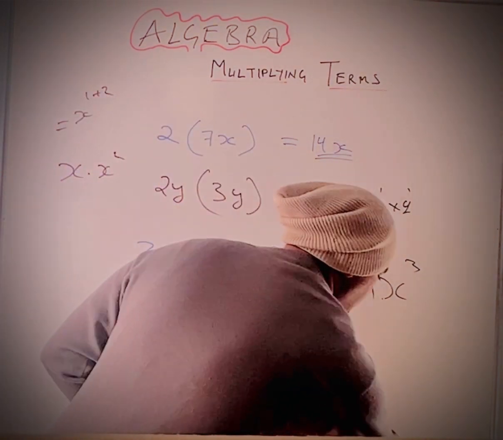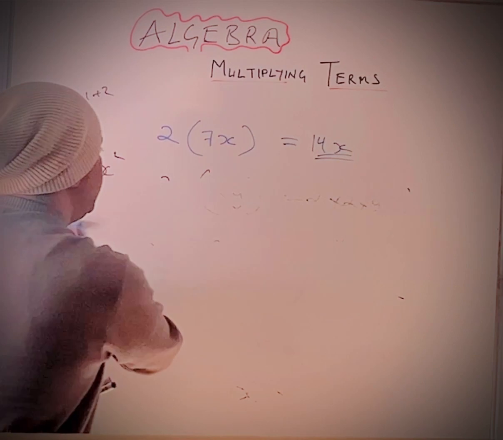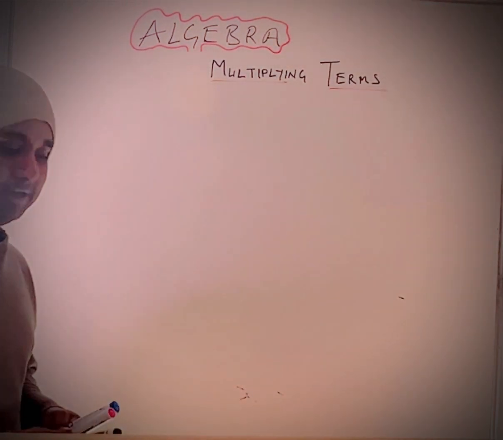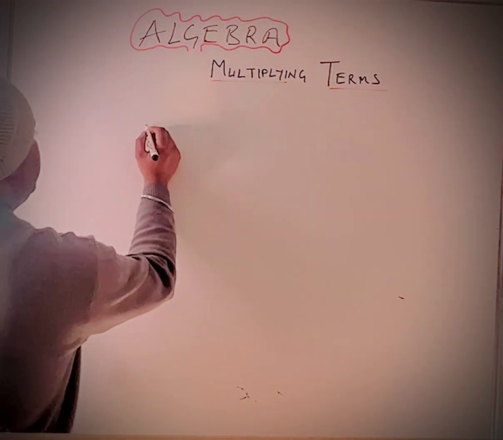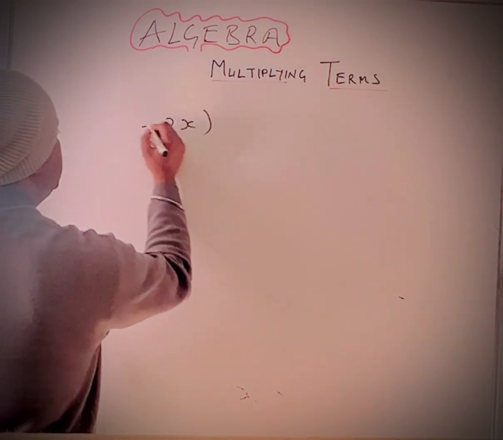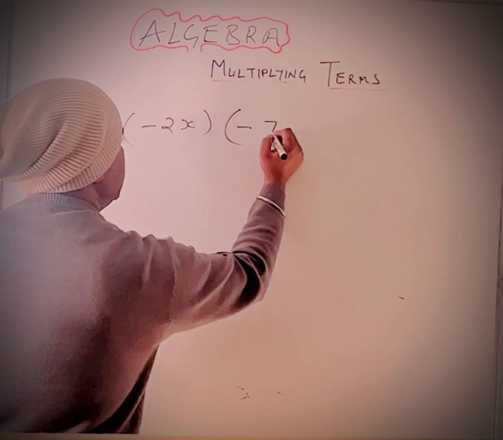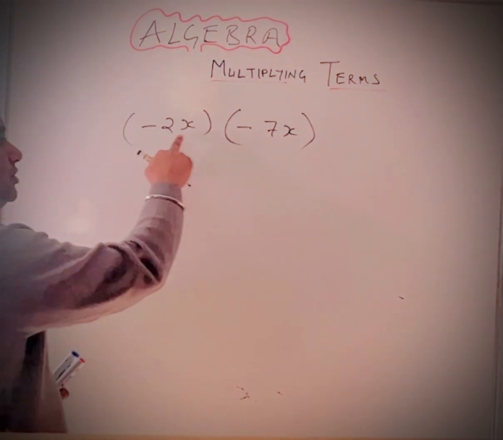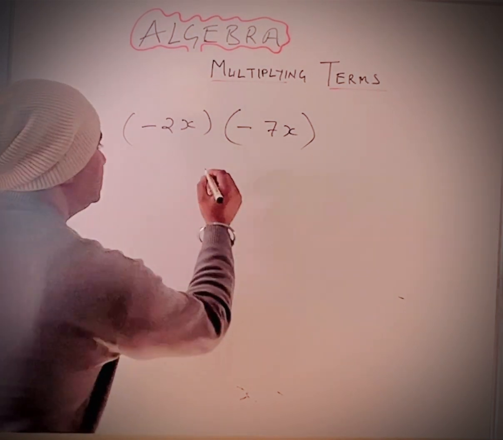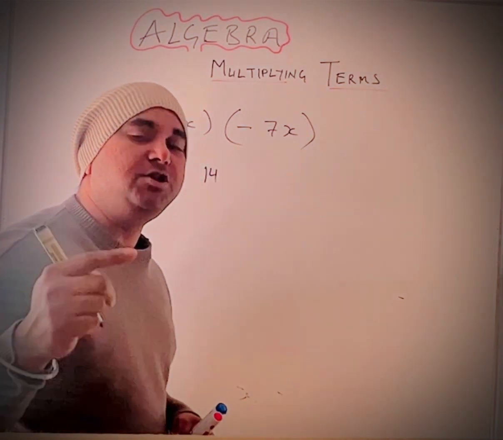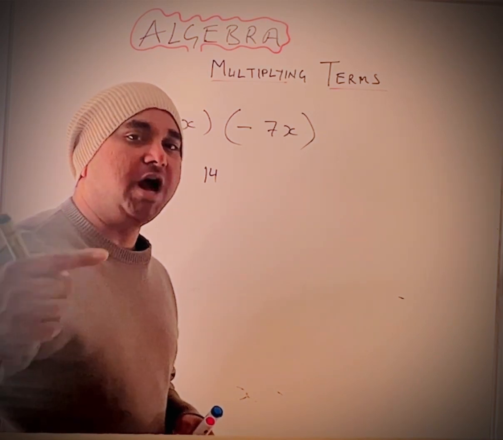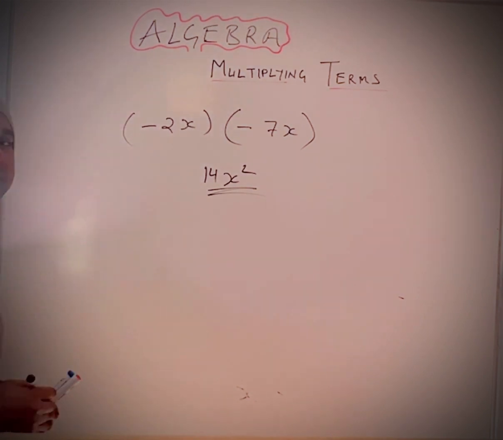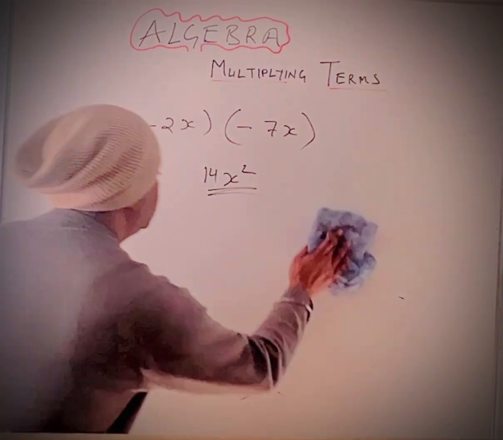Let's do a slightly more complicated question with the same signs. Let's say you have minus 2x times minus 7x. In this case, minus 2 times minus 7 is plus 14. When you multiply minus by minus, the sign will be positive. x times x is x squared. That's my answer, 14x squared.